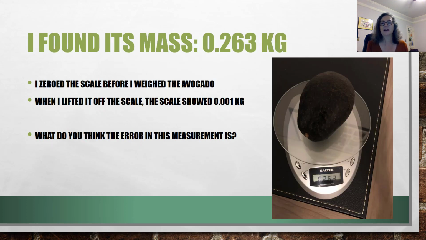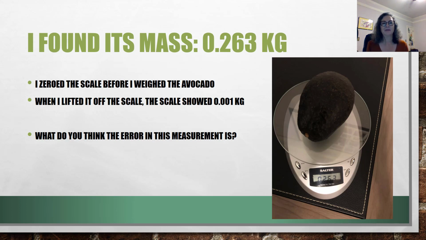So first thing I did was I got out my kitchen scale and I found that the mass of this was 0.263 kilograms. And I zeroed the scale before I weighed the avocado, but then when I lifted it off the scale, I noticed that it said 0.001 kilograms. And so based on that, what would you think that the error in this measurement was? So I would say it was 0.263 kilograms plus or minus 0.001 kilogram. Okay, that would be my estimate. You might have a different opinion on that. But there's always an error estimate, even when I get a digital readout on something like this.